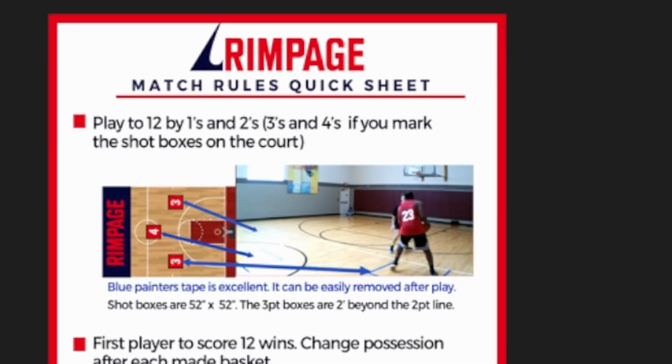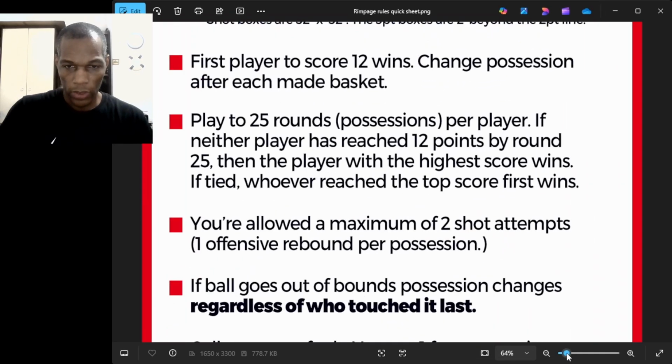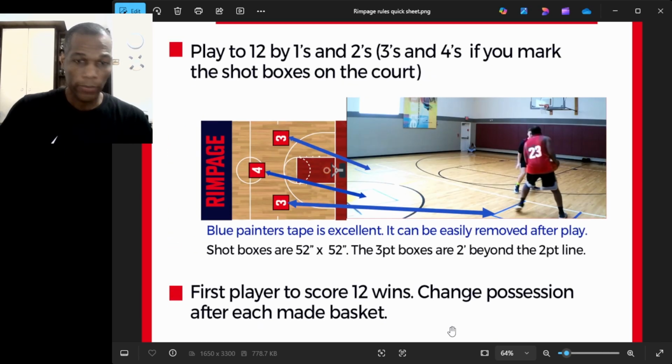This is a match rules quick sheet. We played 12 by 1s, 2s, 3s, and 4s. Shot boxes. Look at those shot boxes. You can use blue painter's tape to put the shot boxes on the court. Love that, because when you're done, you can take it off the court. It doesn't leave any markings, and it's easy to put down and easy to remove when you're finished. On this court, an LA Fitness in Irving, Texas, where we were playing, I put the shot boxes down with blue painter's tape.